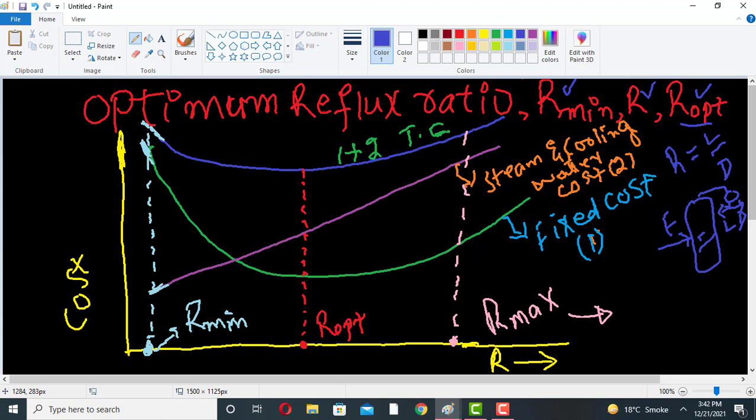Now this graph shows the optimum reflux ratio and the minimum reflux ratio. The graph is between the reflux ratio on this axis and the cost in dollars on this axis. The first graph is about the fixed cost.